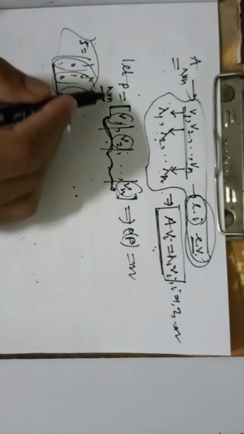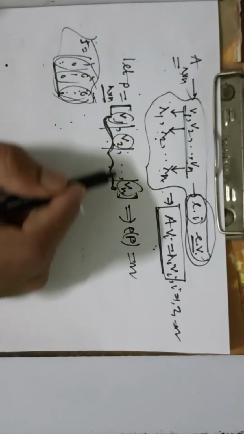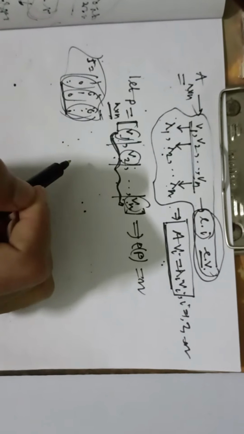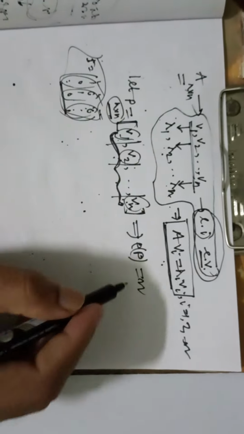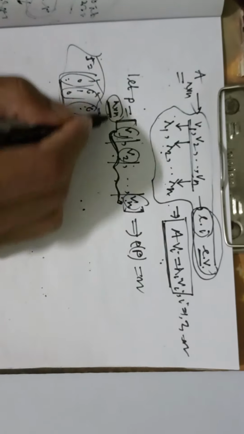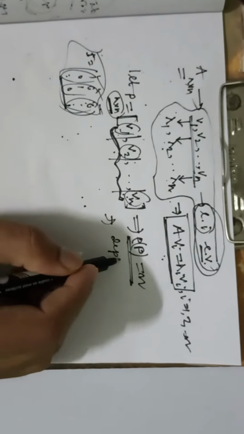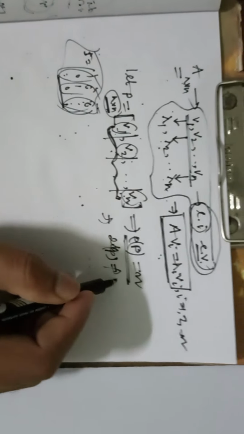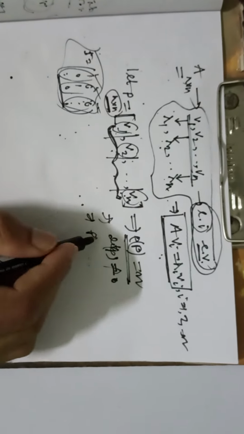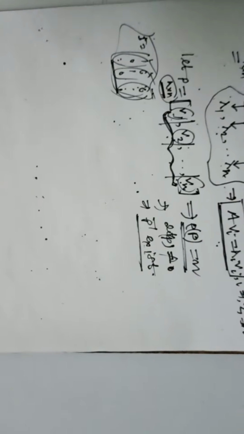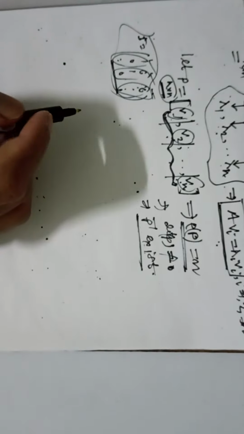Similarly, since P is an n cross n matrix, it has n linearly independent eigenvectors as columns. So obviously its rank will be n, and since it is an n cross n matrix and the rank is n, that implies the determinant of the matrix P is non-zero. This implies P is invertible, or P inverse exists.